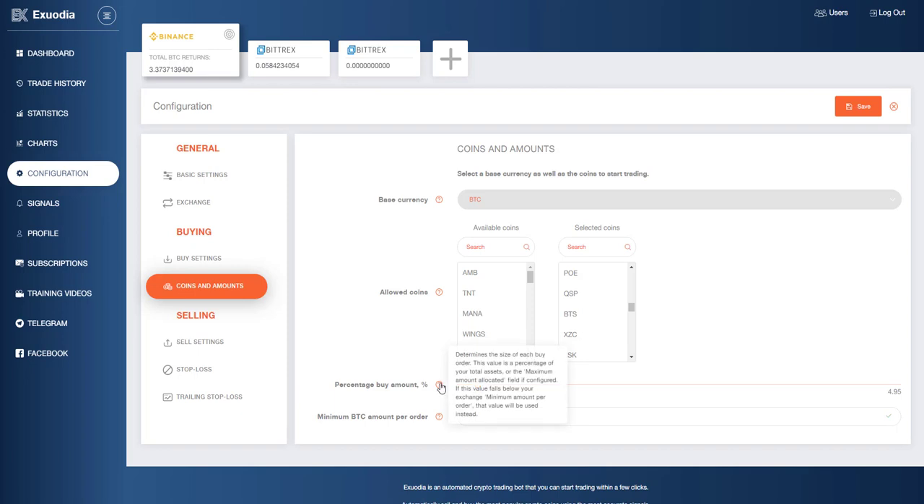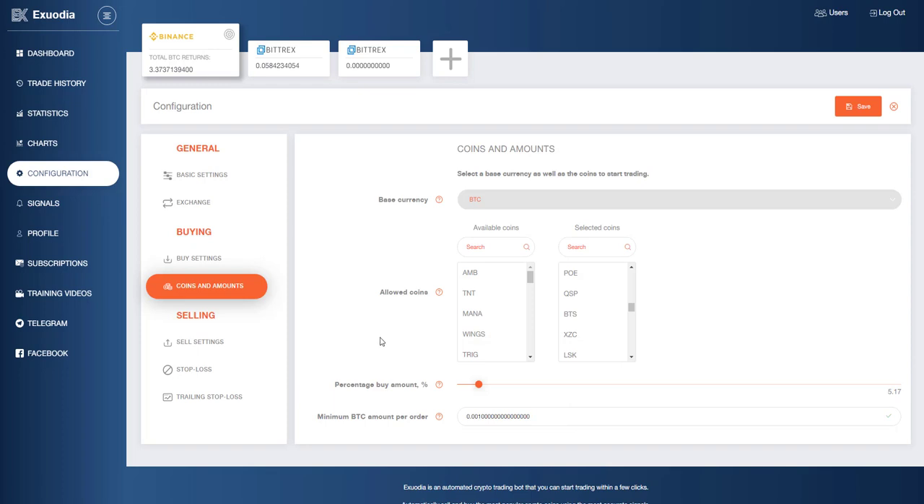Next, what I want to go over is the percentage buy amount. This determines the size of each buy order depending on the amount of BTC you have allocated. For example, if you have 0.1 BTC allocated to trading, and you set this percentage buy amount to 5%, it's then going to take 5% of that 0.1 BTC as the size of each buy order that you put in.